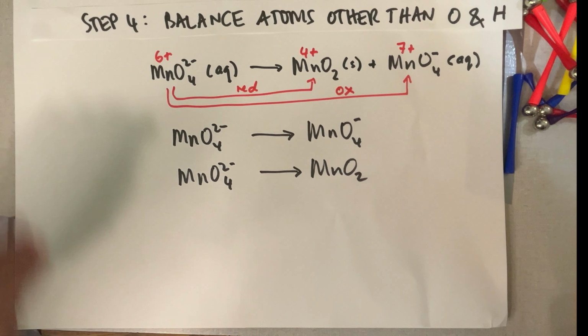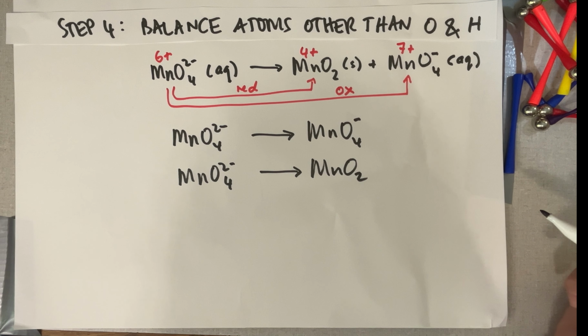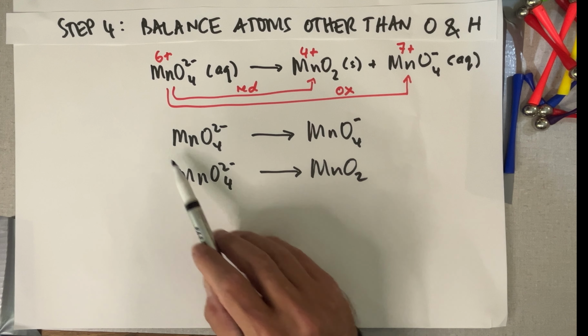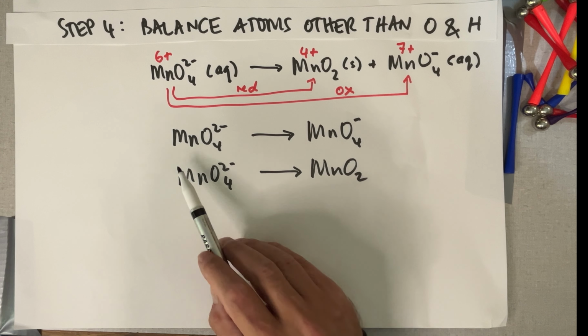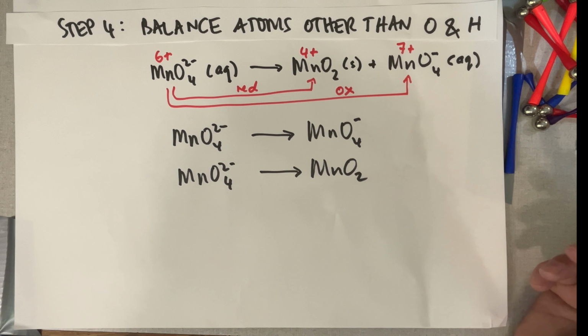Step 4, balance atoms other than oxygen and hydrogen. Now there's only one atom other than oxygen and hydrogen, and that is manganese. You see you have one here, one here, one here, one here. So there's nothing to balance with respect to that.